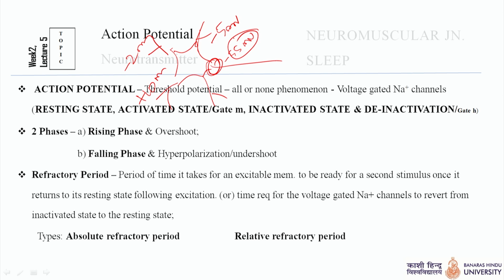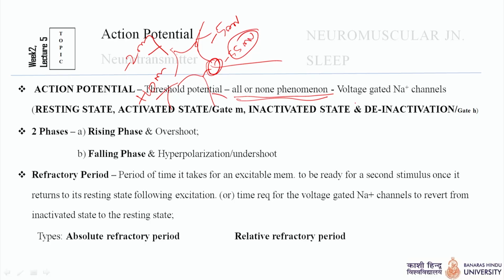Once it depolarizes, it follows the all or none phenomenon. All or none means when you take a gun and shoot, the bullet comes out and goes and hits the object. Once you apply the trigger, there is no stoppage for the bullet until it hits the target. In the same way, when the threshold potential is reached, the depolarization begins and ultimately reaches the axon, which causes the opening of the voltage gated sodium channels.